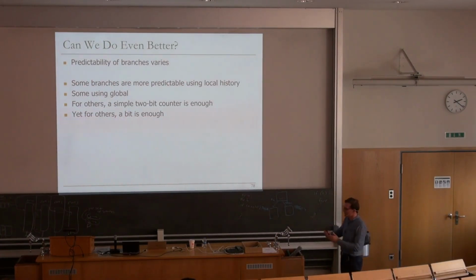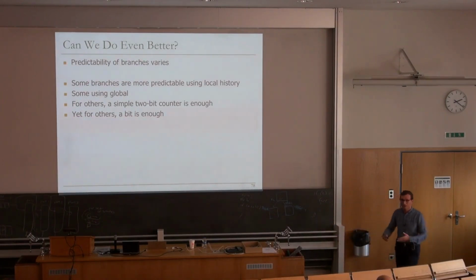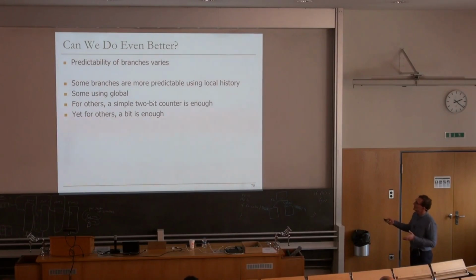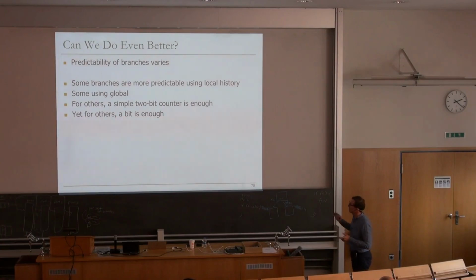A loop branch with long history requirements is not easy to predict with a global predictor, because you really need local history there, but all of the other branches that populate the global history register actually interfere with you. That's another form of interference. For other branches, a simple 2-bit counter is enough. Yet for others, a single bit is enough, right? And for some others you don't need to, yeah.